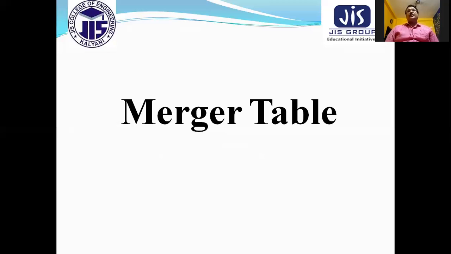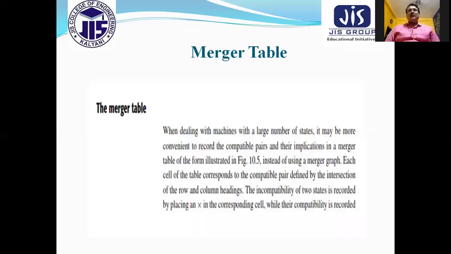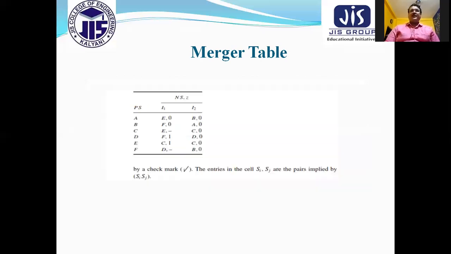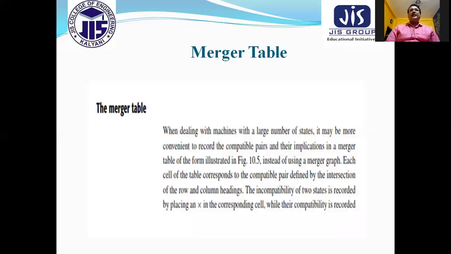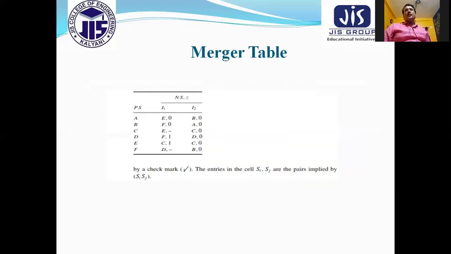By using the merger table, your design is very easy, and it is also clear to understand. Already I mentioned that if you go for a large number of states, it may be more convenient to record the compatible pairs and their implications in the merger table of the form illustrated in figure 10.5. This figure is given here, you can see. But when you go for the graph, it will create the problem. So how are we going to design the merger table? Here I am going to describe it.